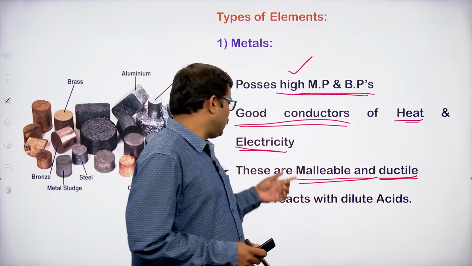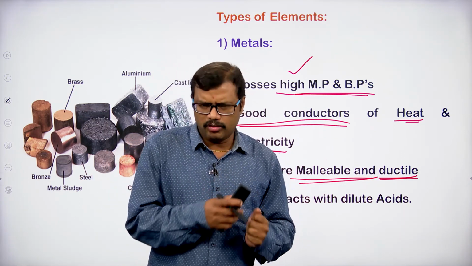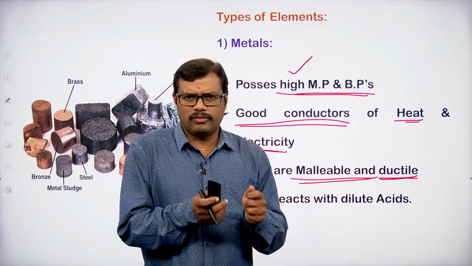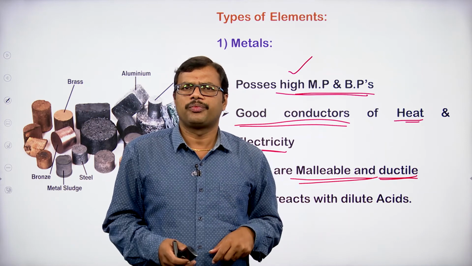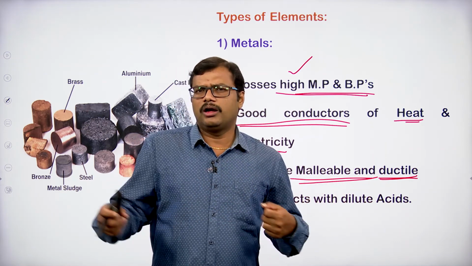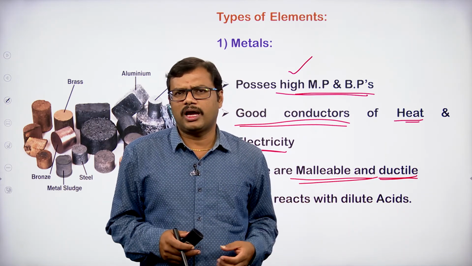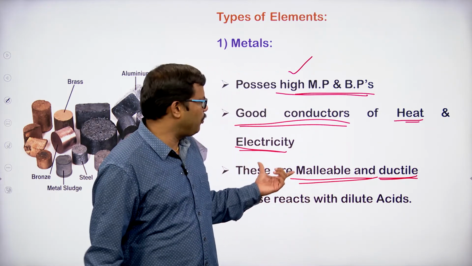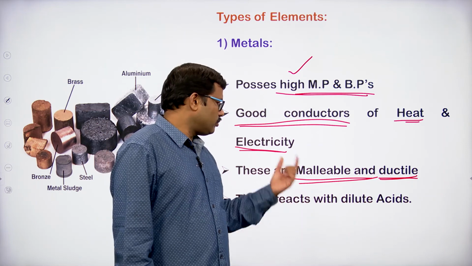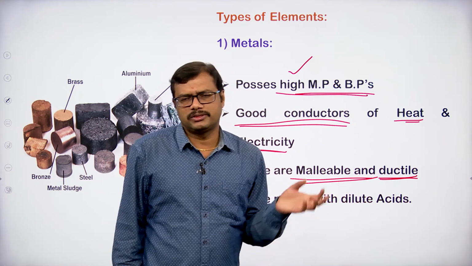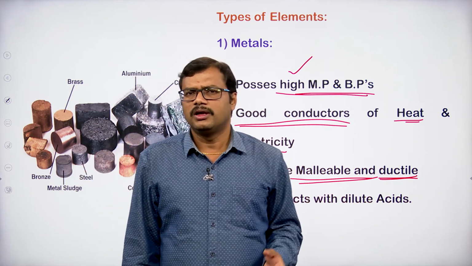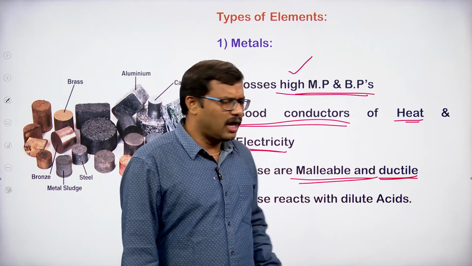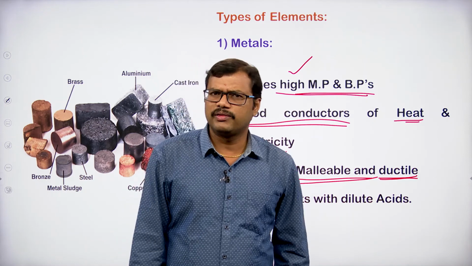Metals can be converted into very long sheets by hammering, and we can make them into very thin wires. So we can convert them into sheets and into wires. They also react with acids, and during that process they release hydrogen gas. It is the common reaction that we encounter in the case of metals.